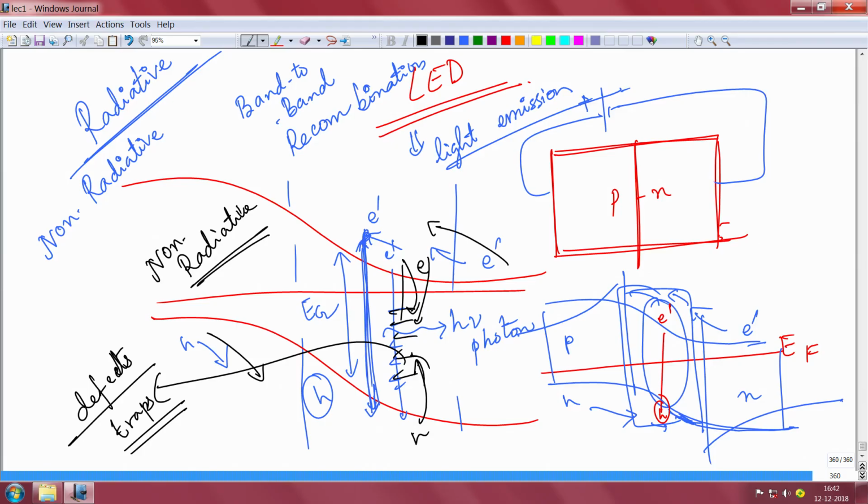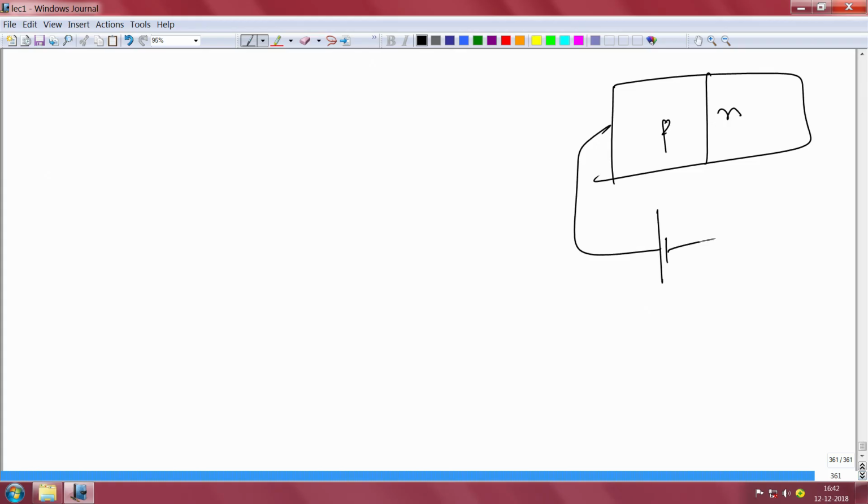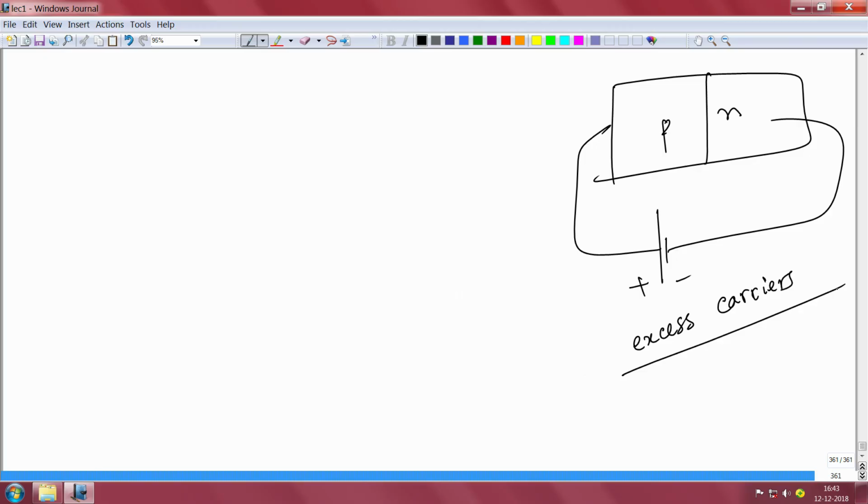The whole idea of an LED working is that you are injecting excess carriers by applying a voltage. You are having a PN junction and you are essentially forward biasing it to inject excess carriers, and these excess carriers have to recombine radiatively from band to band in order for the LED to work, because defect states can take away the electrons and holes. No, that is not good. And so radiative recombination efficiency is what matters in an LED.